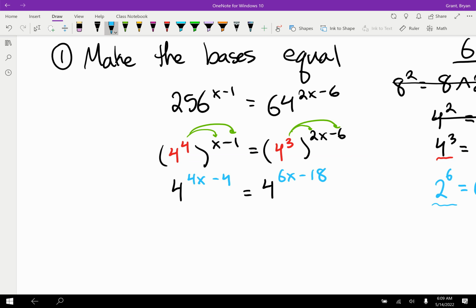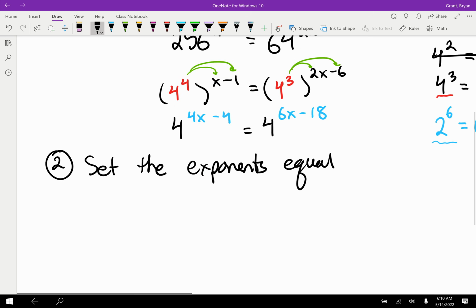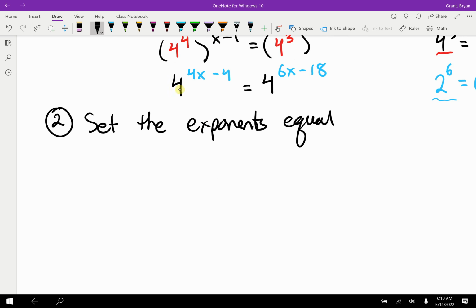We have made the bases equal. Now it's time to focus on the exponents. So set the exponents equal. I think in my last video I said solve the exponents. Same idea though. So we're going to take our exponents. We're now done with the bases. We've made them equal. Now we just need to determine what makes the exponents equal. Like so.